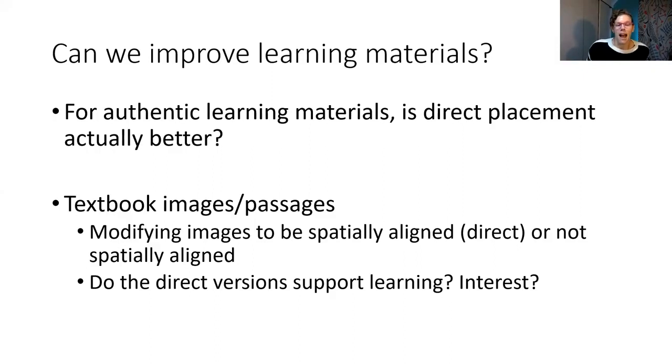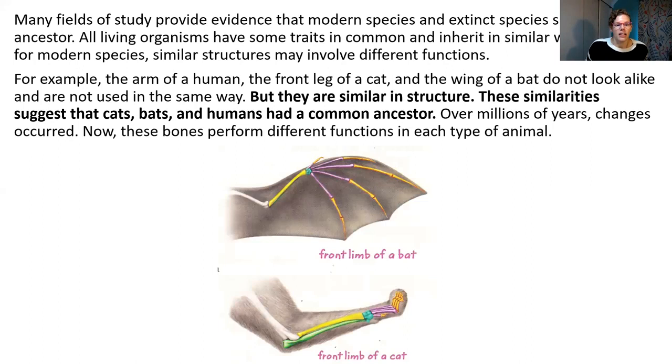We took actual textbook images and passages from the textbooks we had coded, and we are modifying the images to either be in direct placement or not, and then asking whether those direct versions are actually better. So we're taking direct versions and making them indirect, making them worse, and also making indirect versions that we saw and making them better by putting them in direct placement. And so here's just what that looks like, right?